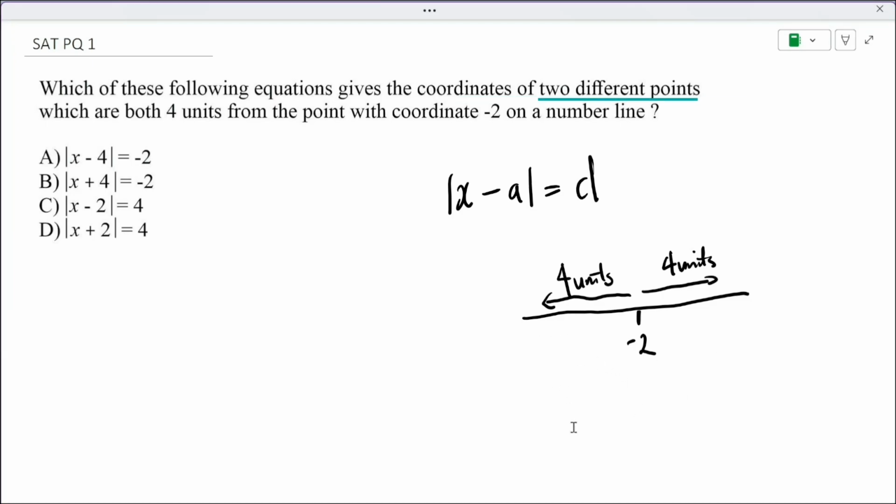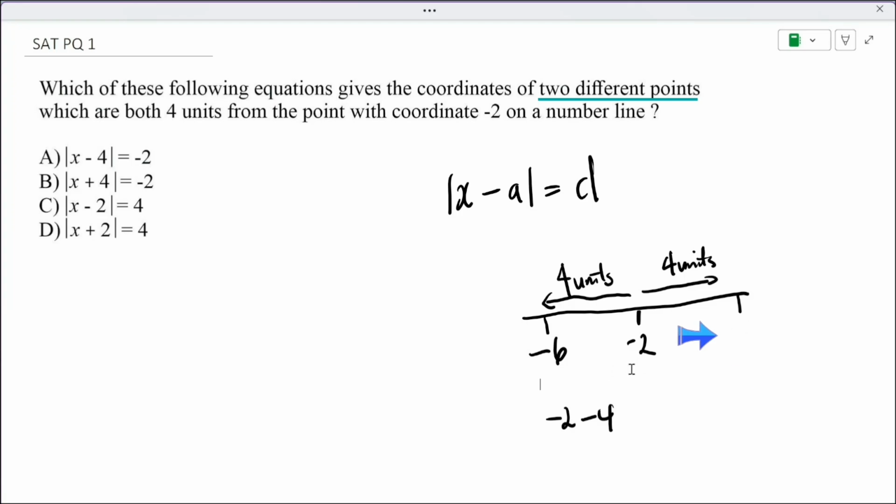If we were to get the actual values of these 2 points, it will be -2, you drop 4 units to the left. It's same thing as saying -2 minus 4. That was subtracting 4 from -2. -2 minus 4, you're owing 2, you're owing 4, you're owing 6 in total. That will give you -6.